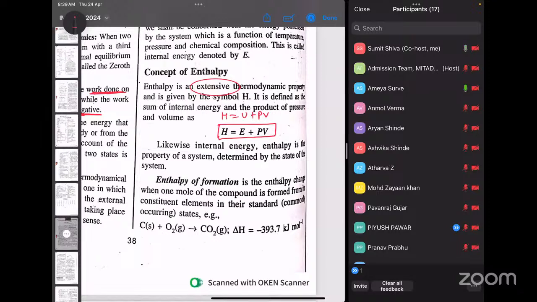Yes, sir. Okay. Tell me, what do you think? Density of water, will it be extensive or intensive? Yes. Density of water, extensive or intensive?